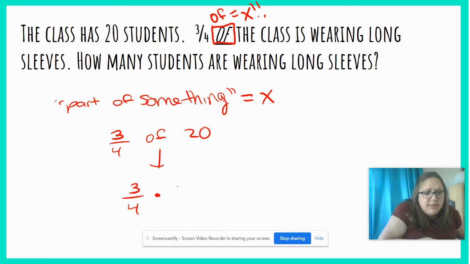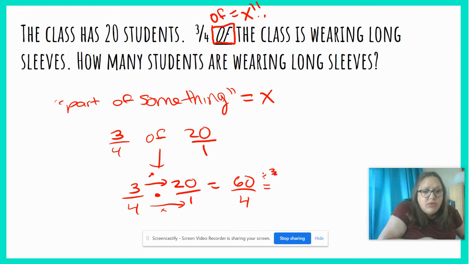3/4 times, and then remember we always put our whole numbers over 1. And now we multiply across the top and across the bottom. 3 times 20 would be 60. 4 times 1 would be 4. And then we need to simplify 60 over 4. Divide those both by 2. Would become 30 over 2, which is the same as 15. So it would be 15 are wearing long sleeves.